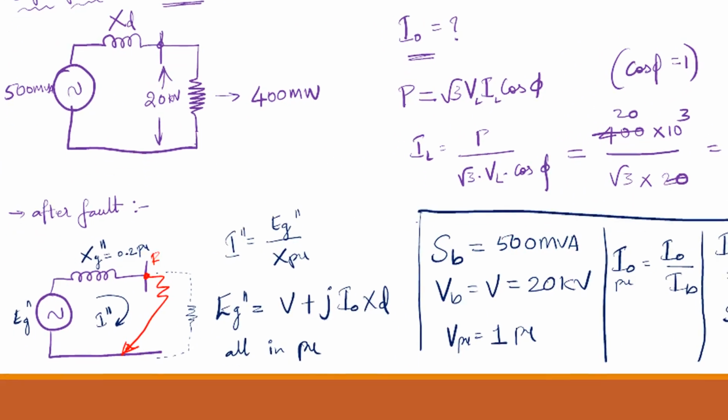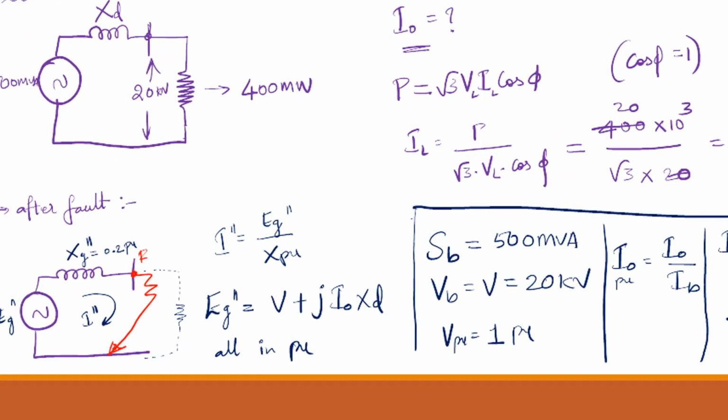Now after the fault, what happened? The fault is occurring at the terminal of the load. That means the load will get disconnected. Now the short circuit current will flow from EG, XG double dash into the fault, circulating like this. What is the value of I double dash, the subtransient current? It is the subtransient voltage by X per unit.